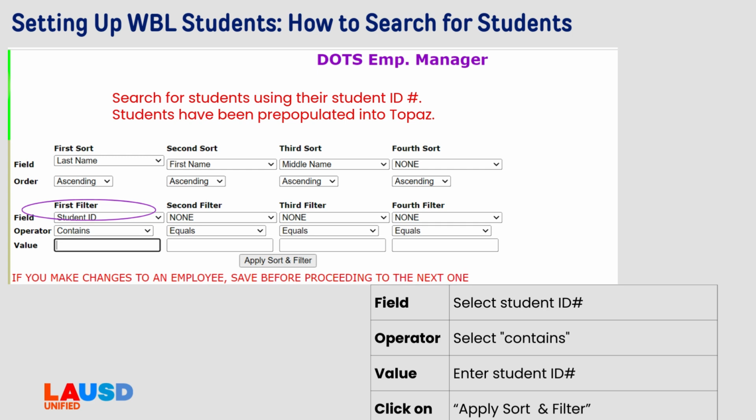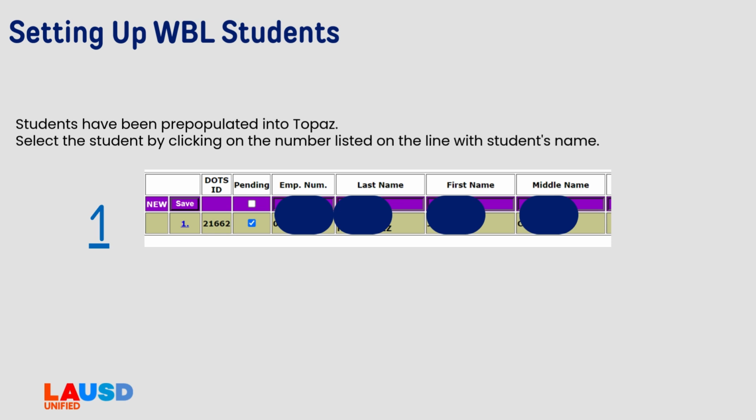Note, should a student not appear in the search results, try again using their last name. If the student still does not appear, please reach out to your transition teacher coordinator so that they can be added to Topaz. Then you should be brought to your search results. Take a look at the information to ensure that it led you to the correct student. Then click the blue underlined number that is listed on the line next to the student's name. In this case, the blue number 1.